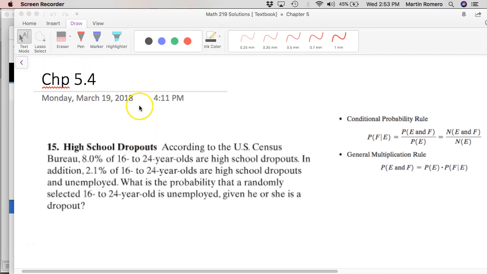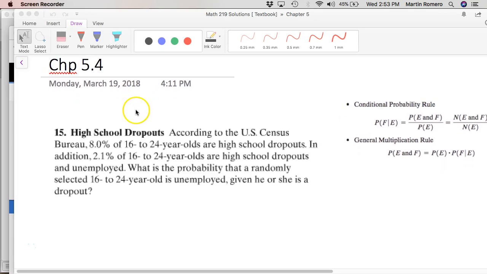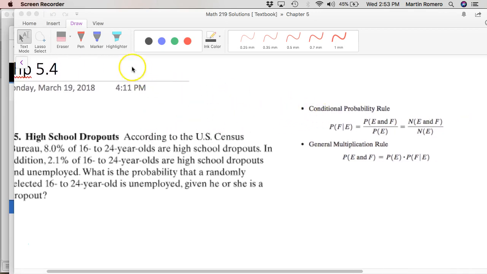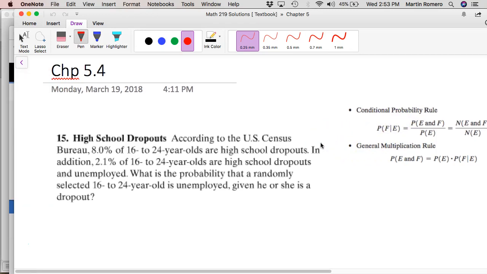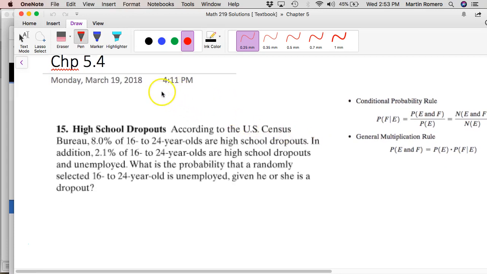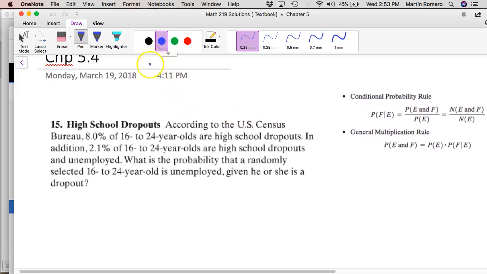These are the solutions to Chapter 5.4 textbook homework problems. In order to do the problems on Chapter 5.4, we need the formulas here. We need to reference the conditional probability formulas and the general multiplication rule. So that's what we'll do. Let's go ahead and look at number 15 to start.